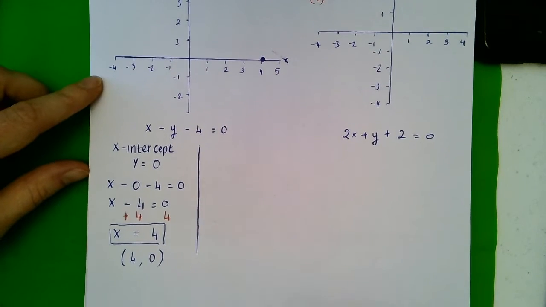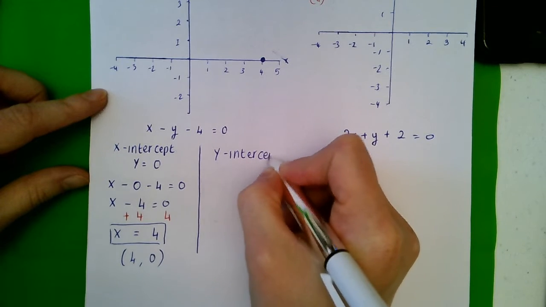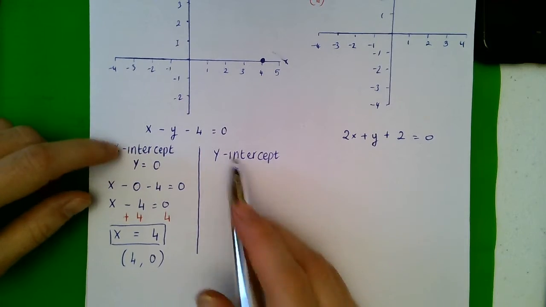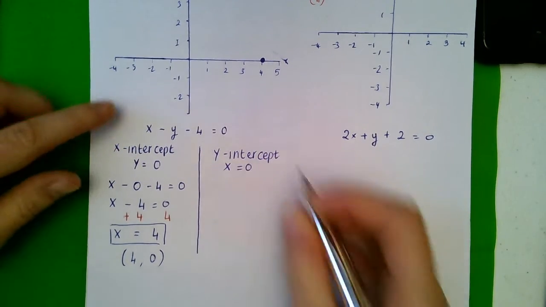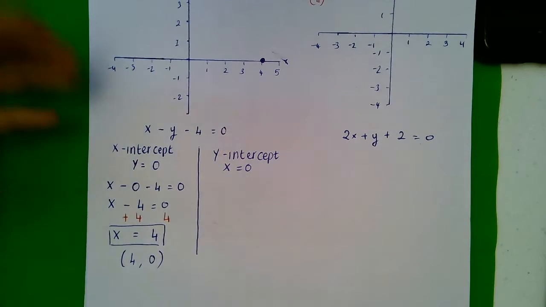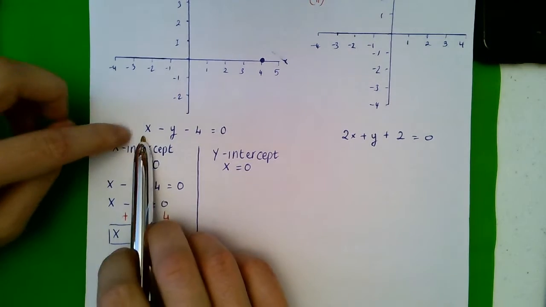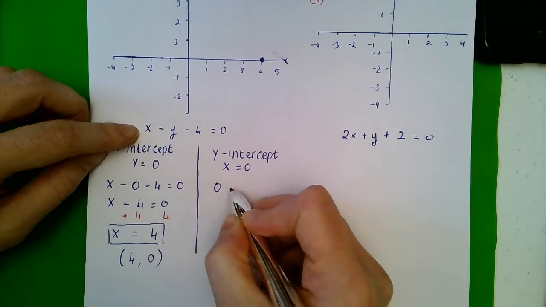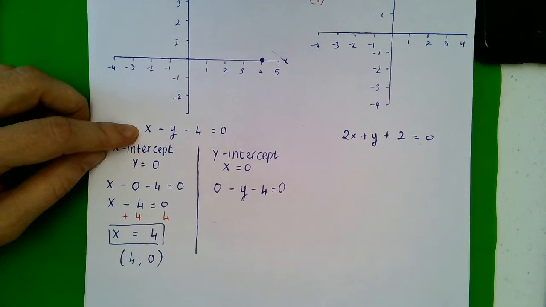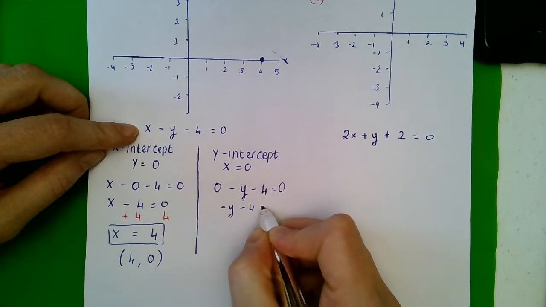Secondly, we're going to find our y-intercept. Similarly to the x-intercept, where y is 0, with the y-intercept, x is 0. So if you pick any point on the y-axis, the x-coordinate of that point will be 0. So wherever we have an x, now we're going to put 0. So we have 0 minus y minus 4 equals 0, and we can disregard that 0 as we did in the last part of the question.